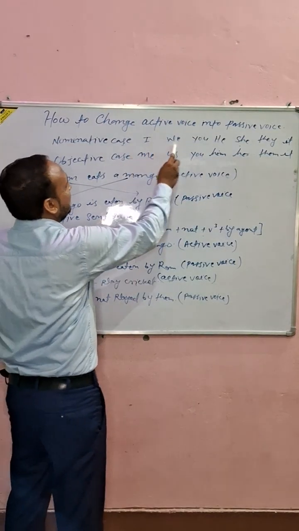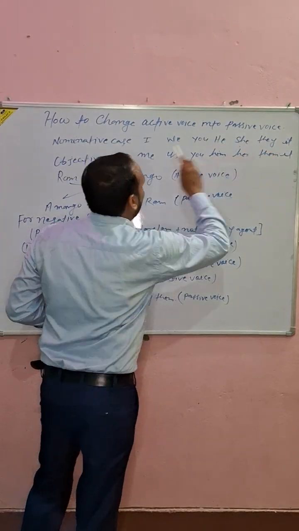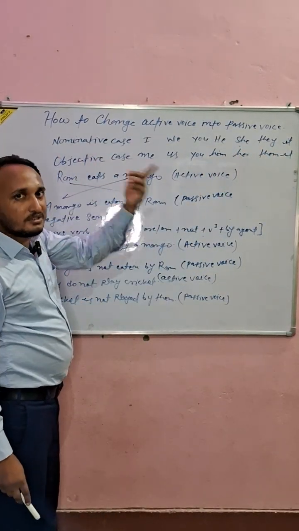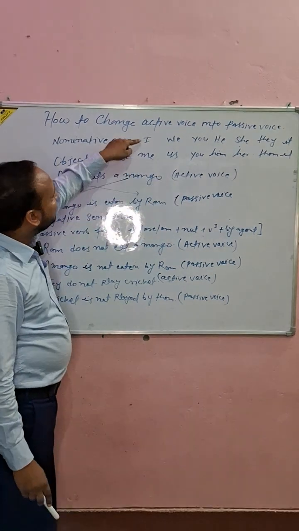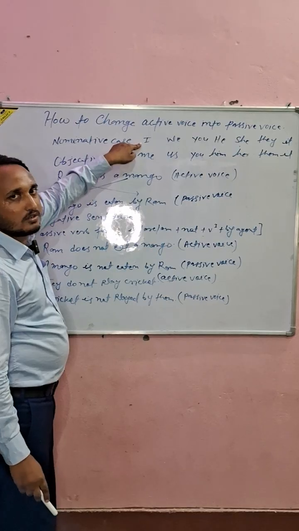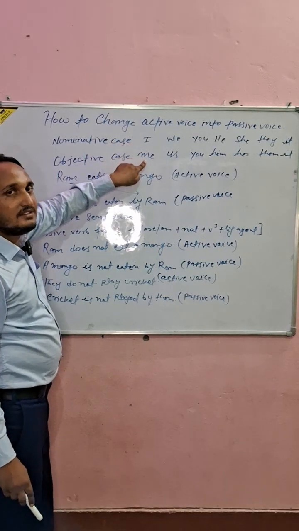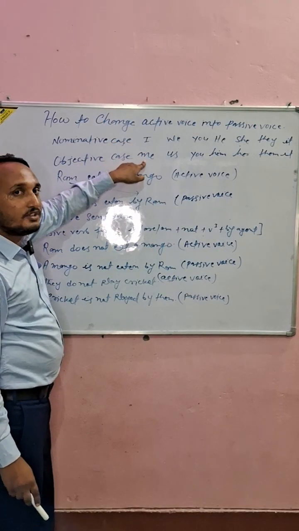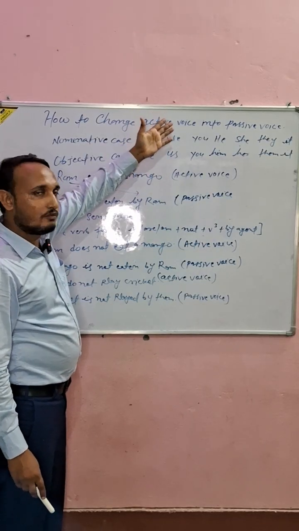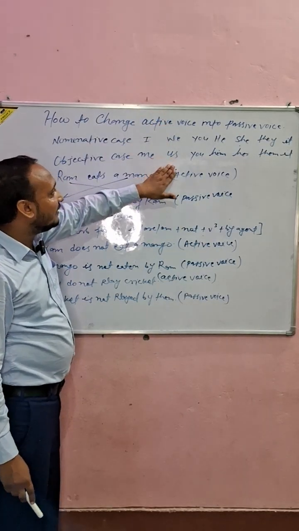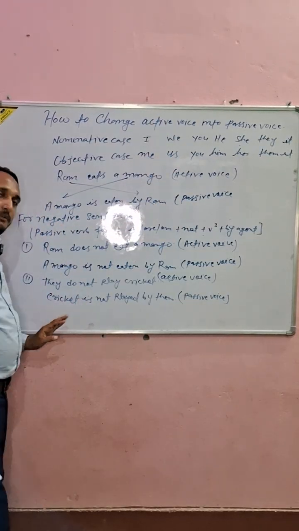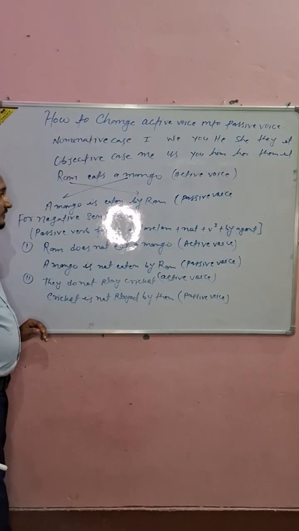Here I, we, you, he, she, they, it are all in nominative case, and what will be the objective case of them? I is the nominative case, and me is the objective case of I. We is the nominative case, and us is the objective case of we. Same for all the things. Very simply, now it's enough.